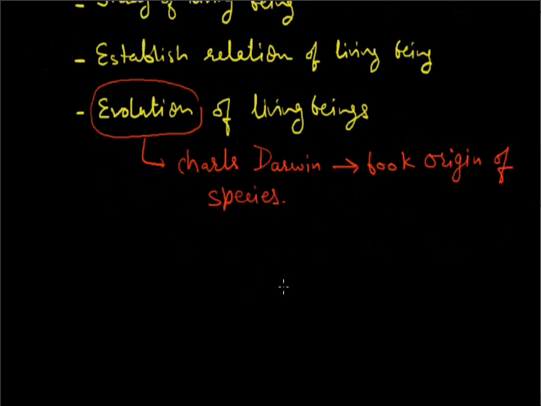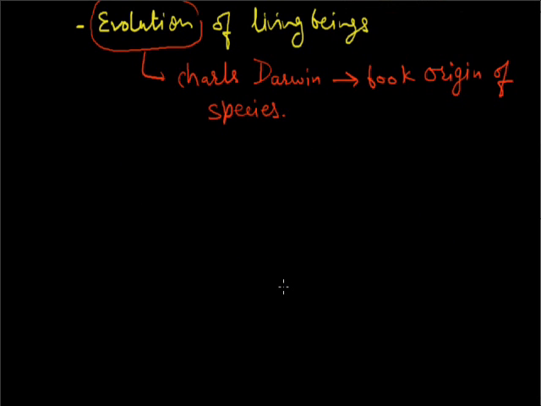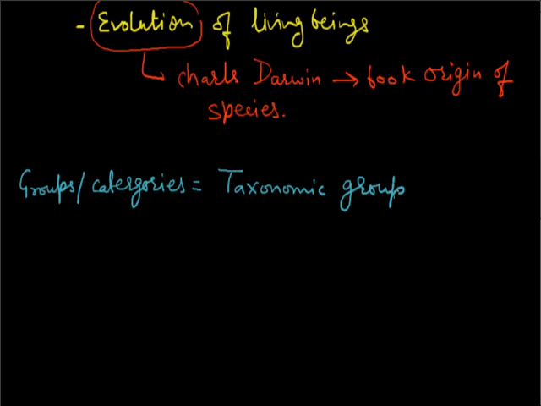Now, how can we classify the living beings? The living beings are classified in various groups on the basis of certain features. On the basis of features we form some groups and categories of the living beings in which we classify the living beings. So these groups or categories of living beings are called taxonomic groups or taxonomic hierarchy.